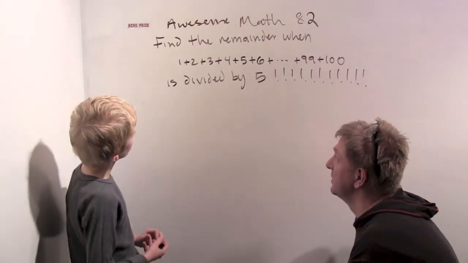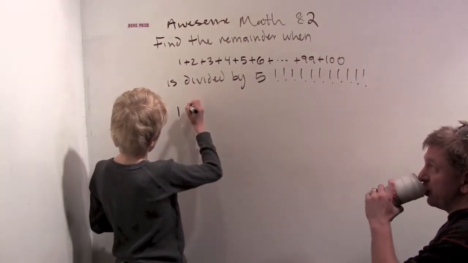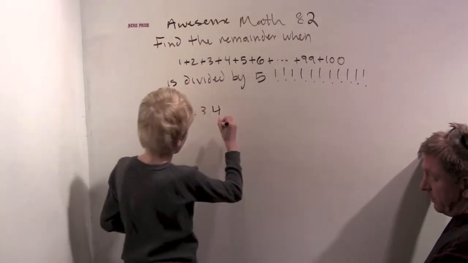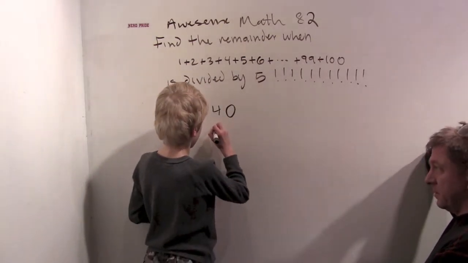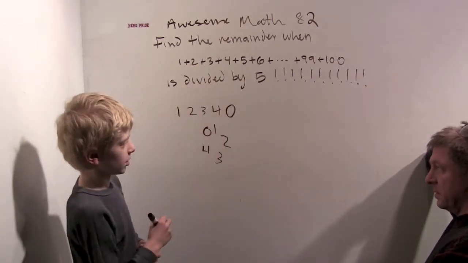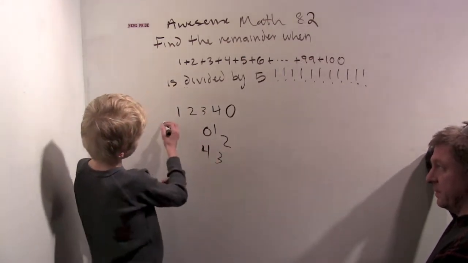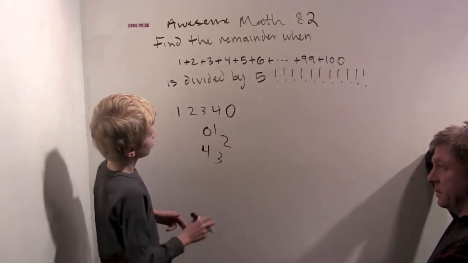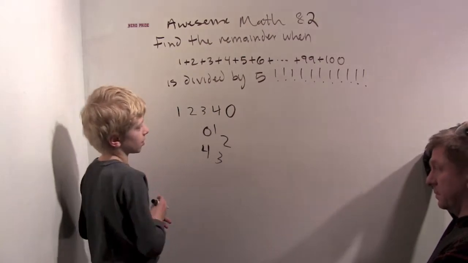Well, there's a pattern here: 1 has remainder 1 when divided by 5, 2 has remainder 2, 3 remainder 3, 4 remainder 4, and then 5 remainder 0. So they're going around in a sort of mod 5 clock. And this sequence repeats 20 times for the remainders, because it goes up to 100 and it repeats every 5. Alright, very good.